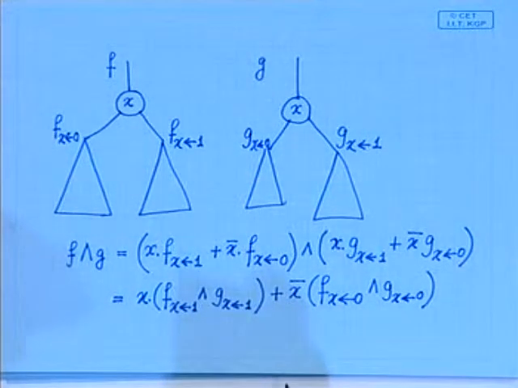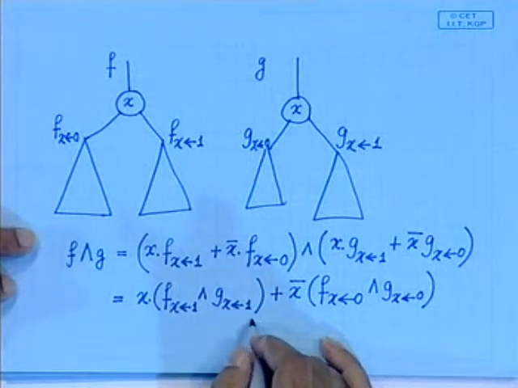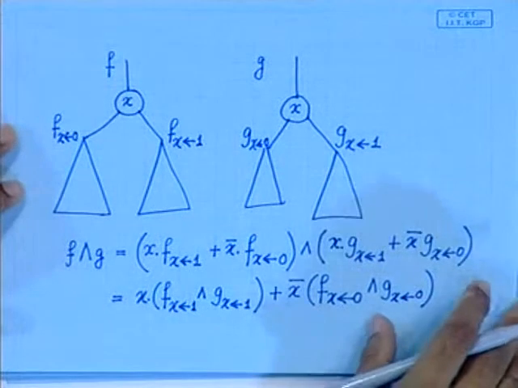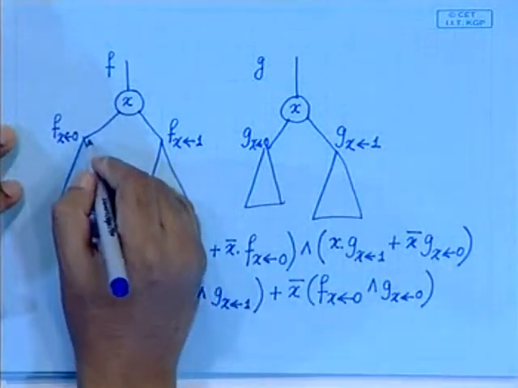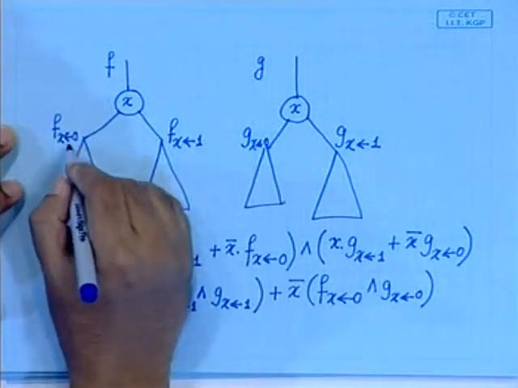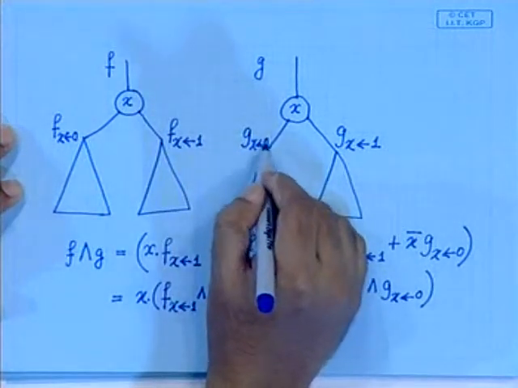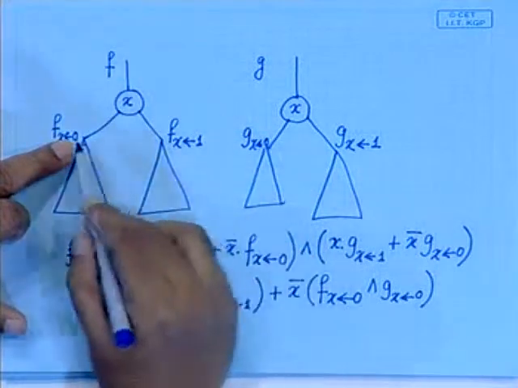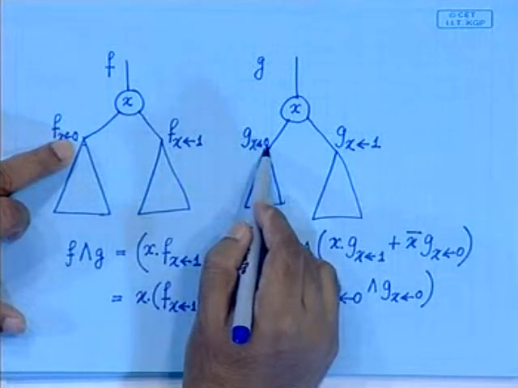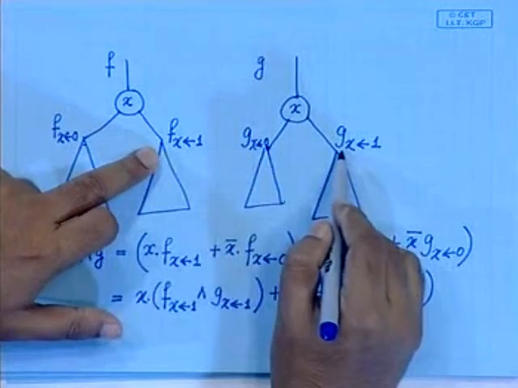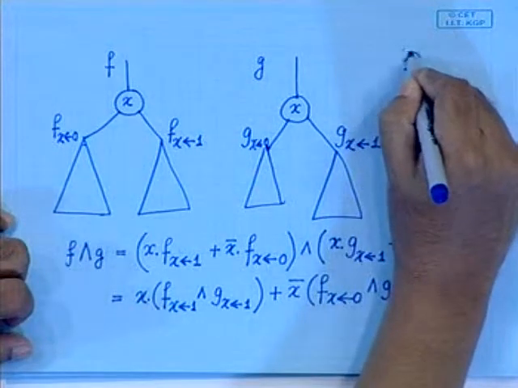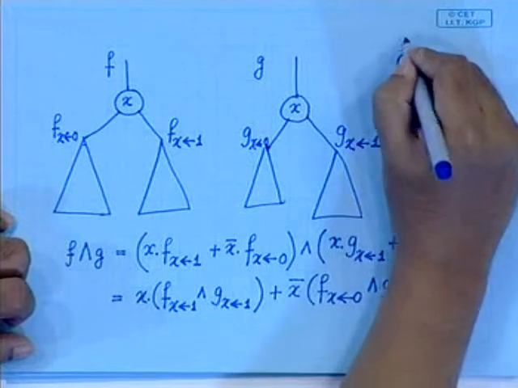Okay. So effectively what has happened? What does this look like? What we are doing is taking f with x restricted to 0, g with x restricted to 0, and computing BDD op of these two. And then we are computing BDD op of these two. So the effective BDD will have x as the root.